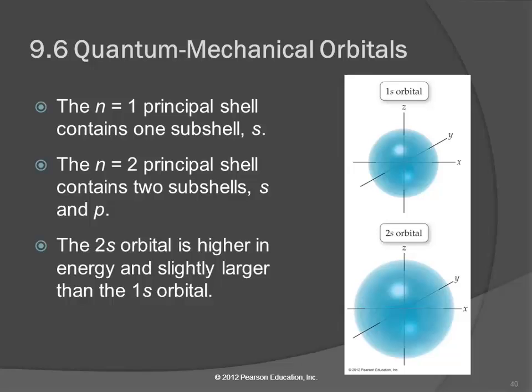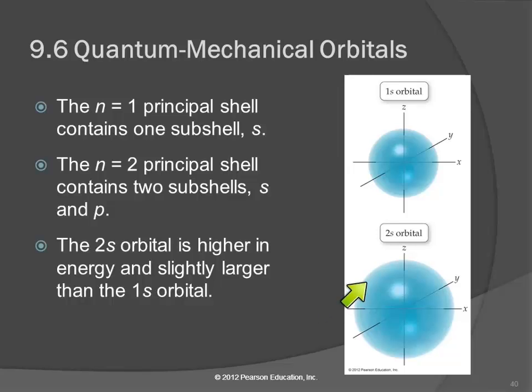So the n equals 1, 2, 3, those would be like the floors of the hotel. The first floor only has 1 room. The second floor has 2 rooms. The third floor has 3 rooms. So on the first floor, if you're in principal shell 1, you have to be in that S room, because it's the only place they can be. On the second floor of the hotel, there's 2 rooms, and you could be in either one. One is the S subshell, and one is the P subshell.